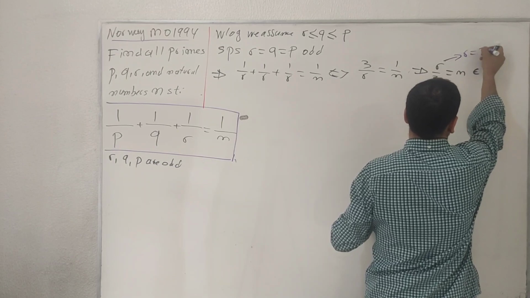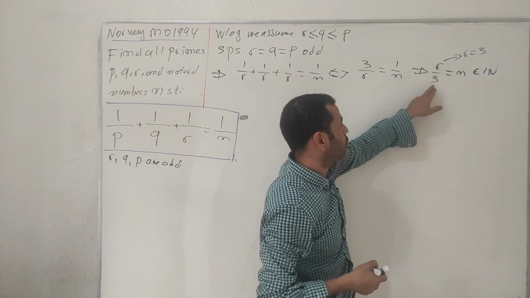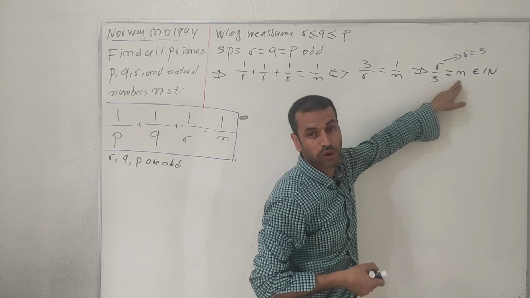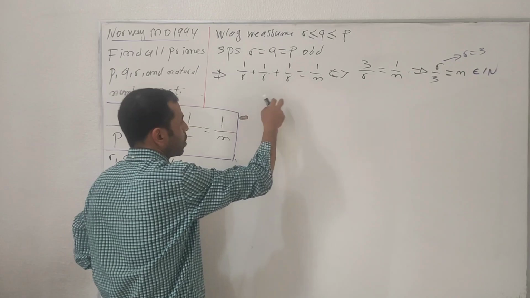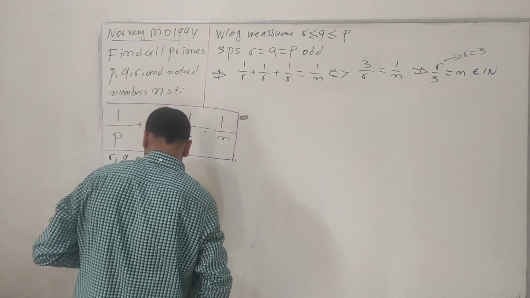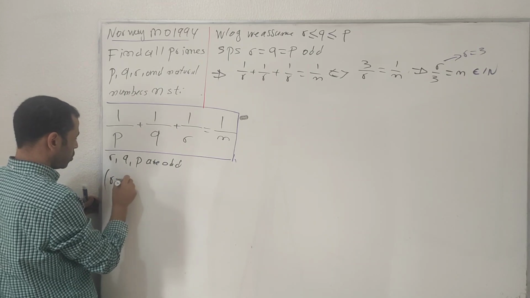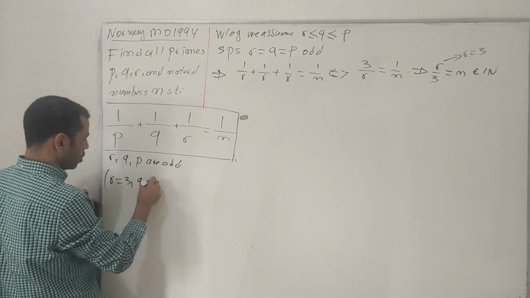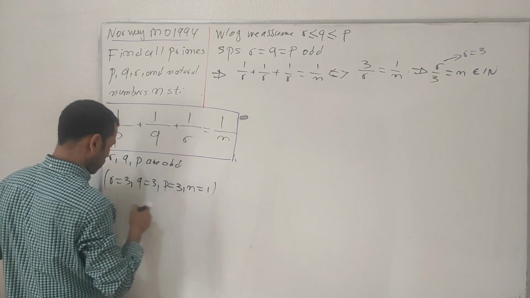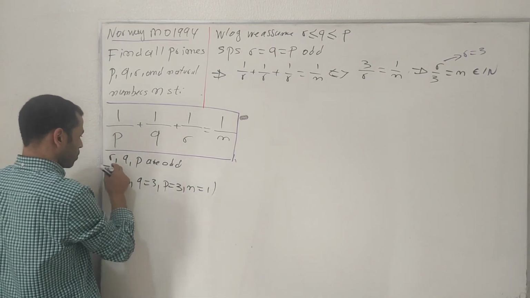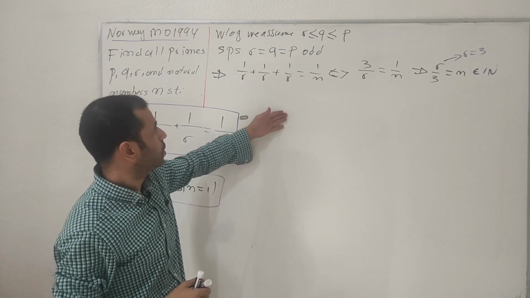r equals 3 because r is a prime. If r equals 3, then 3 over 3 equals 1, which means n equals 1. If n equals 1 and r equals 3, then all primes are equal to 3. So we have the first solution: r equals 3, q equals 3, p equals 3, n equals 1. I found the first solution. Let's move on to another case.